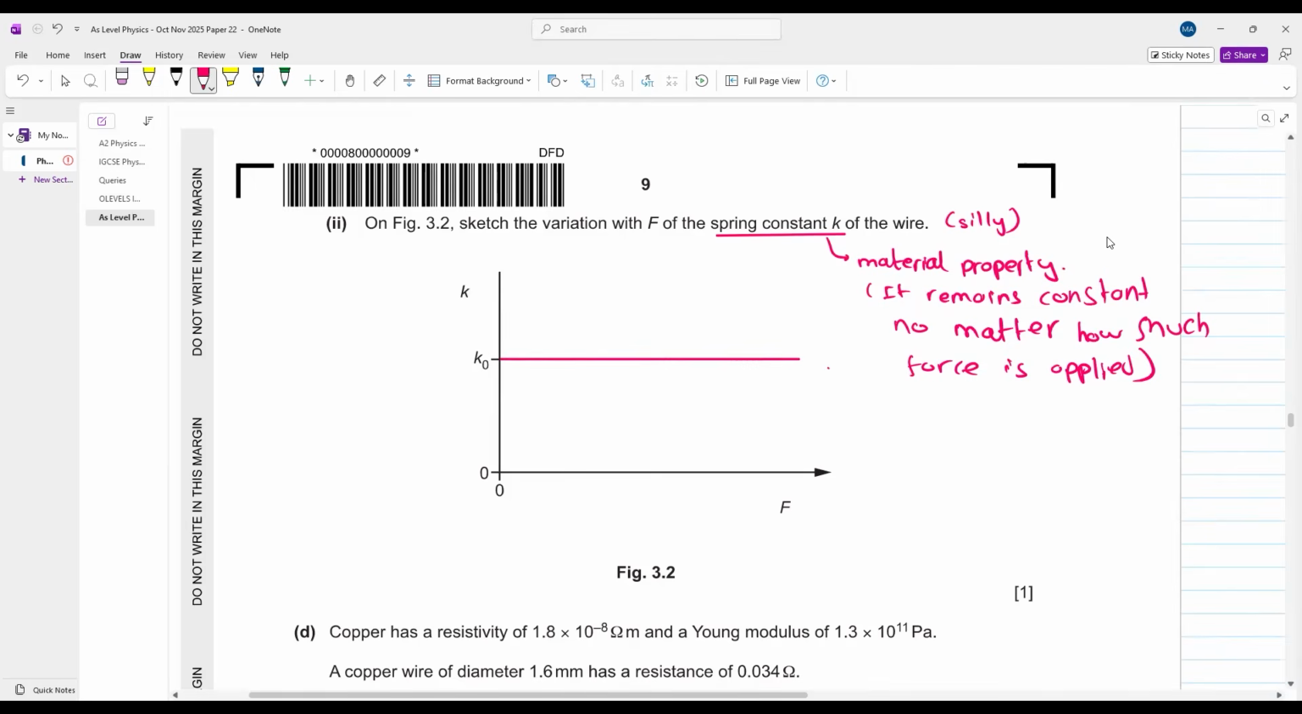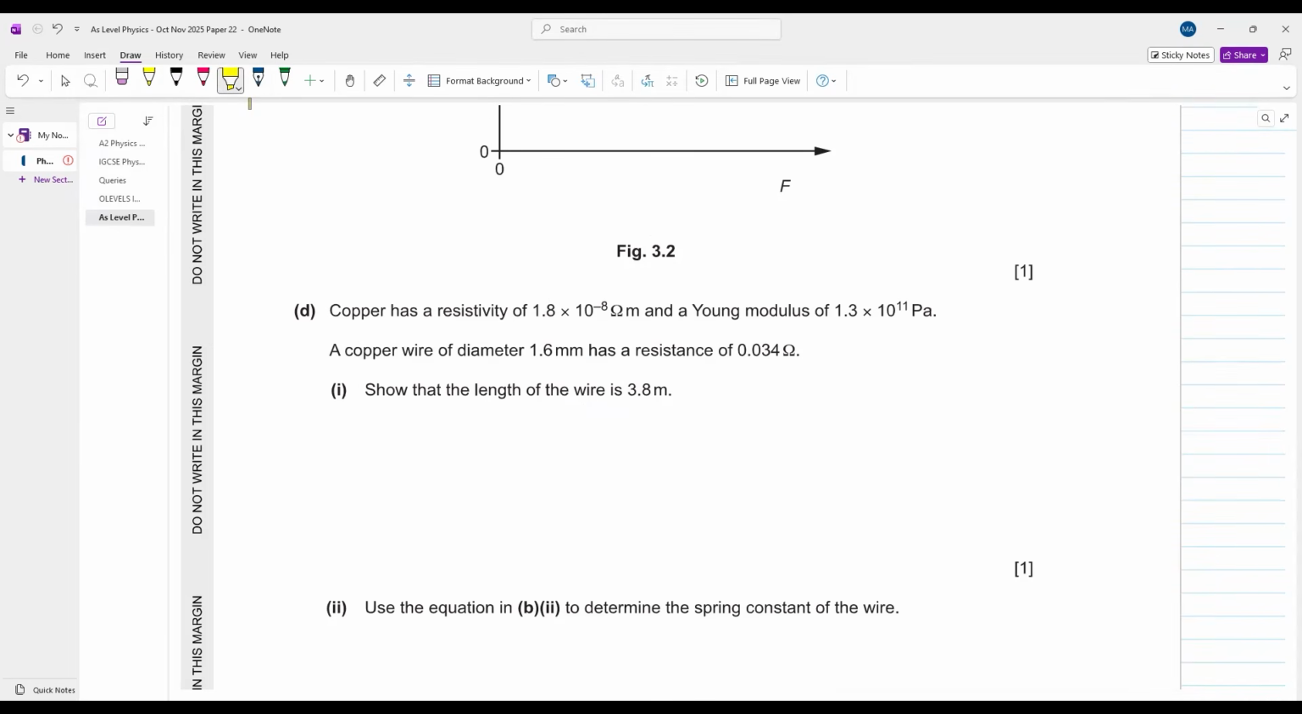Let's move ahead. Okay, so let's read out this question. Copper has a resistivity of this, Young's modulus of this, diameter of this, resistance of this. You have to show that the length of the copper wire is this. So, beta, do you remember the formula of resistance? Resistance is equal to resistivity into length divided by area. Can I somehow make length the subject? Yes. Resistance into area divided by resistivity is equal to length.